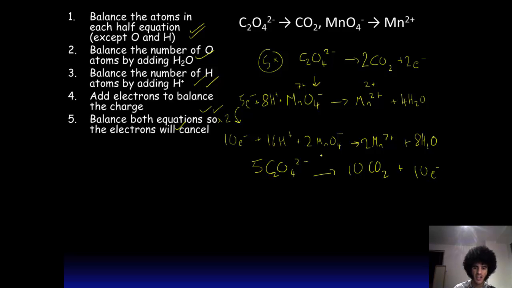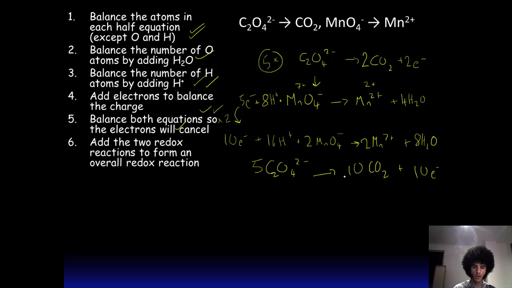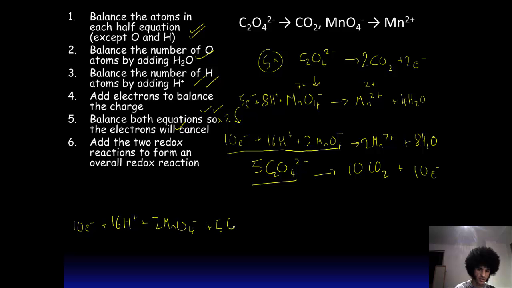Now I'm in a position where I can actually bring them together to form one overall redox equation, and I'll do it lower down here. So I'll start with the first one: 10e- + 16H+ + 2MnO4-. Now that deals with all the reactants here, and now I need to add this, plus 5C2O4 2-. Time for the products. I'll start with these two: 2Mn2+ + 8H2O + 10CO2 + 10e-.